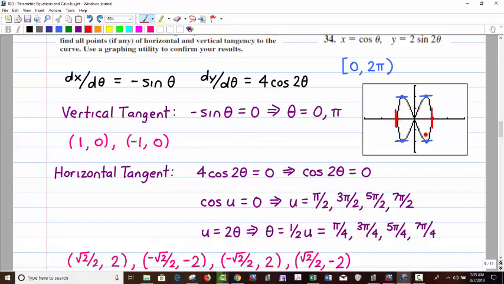That graph looks kind of like a little bow tie there, doesn't it? So there are the two vertical tangents. Looks like there's 4 horizontals.